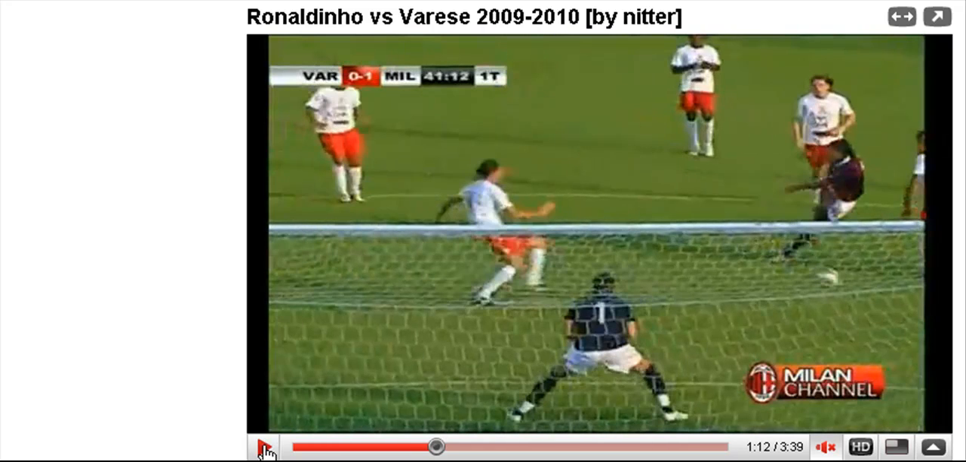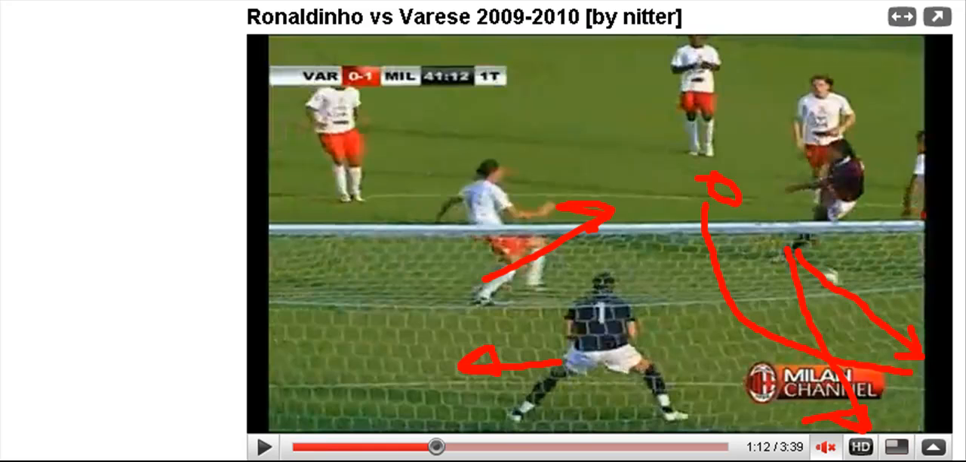You see, he had more space. Notice what happens. The keeper was drifting across, so it was still okay. This guy was coming in, so Ronaldinho knew he had a split second to take the shot. And he took it, and he missed, kicking it slightly. He was probably aiming for here to finish him off. But, you know, he kicked the ball on an angle, and it swerved out of the goal instead of going straight.